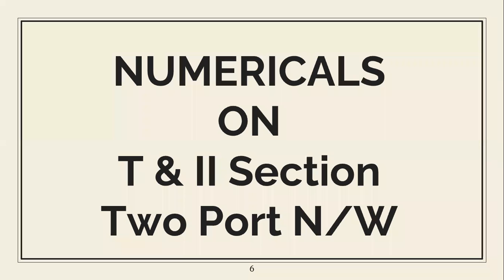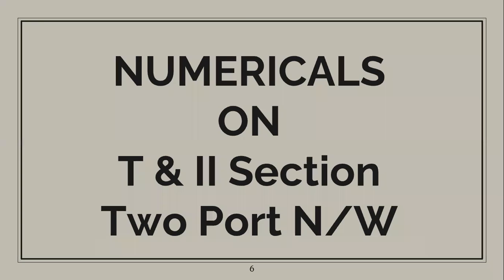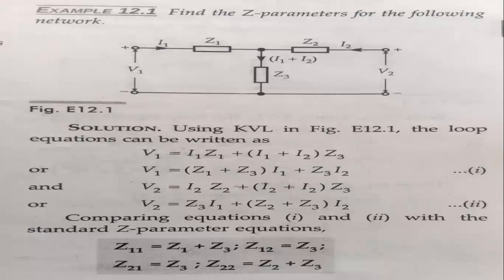So we will begin with the numerical on the T and the pi section. That is, the representation of the connection will be either the T or the pi. Start with the first one. All of you just draw the circuit. Find the Z parameter for the following network.